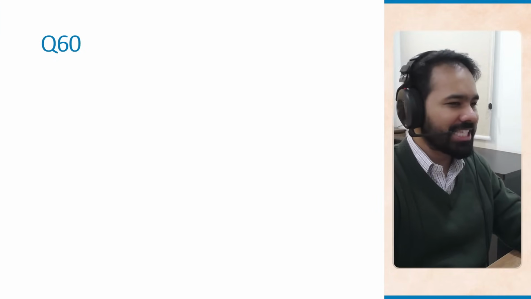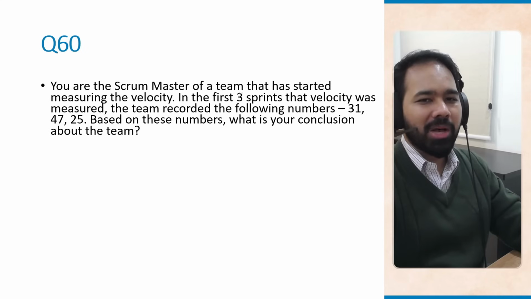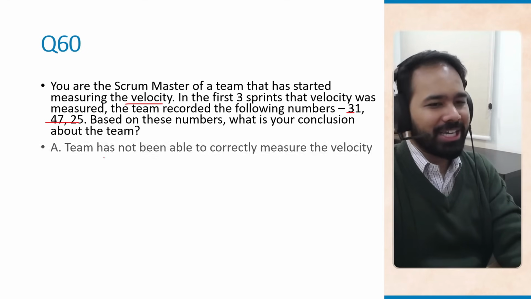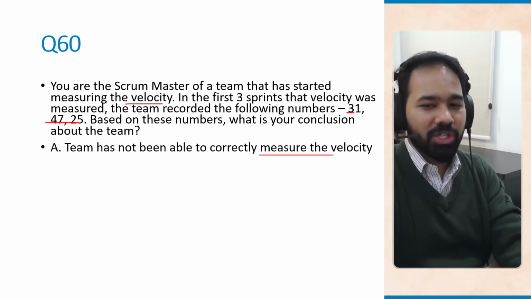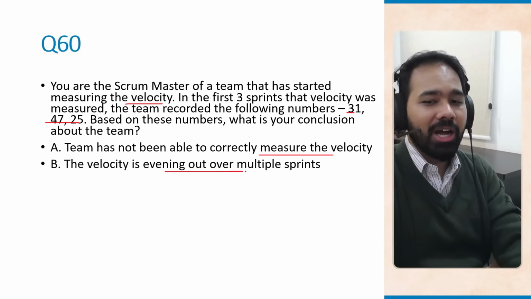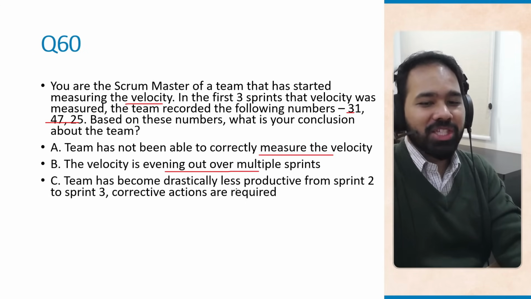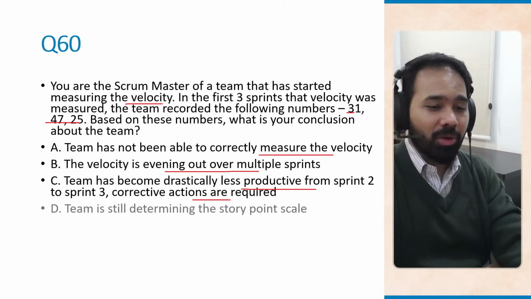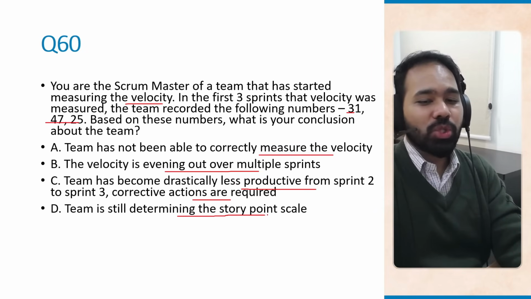Okay, last question for this session. Question number 60. You are the scrum master of a team that has started measuring the velocity. In the first three sprints, the team recorded the following numbers: 31, 47, and 25. Based on these numbers, what is your conclusion about the team? Team has not been able to correctly measure the velocity. The velocity is evening out over multiple sprints. Team has become drastically less productive from sprint 2 to sprint 3. Corrective actions are required. Team is still determining the story point scale.